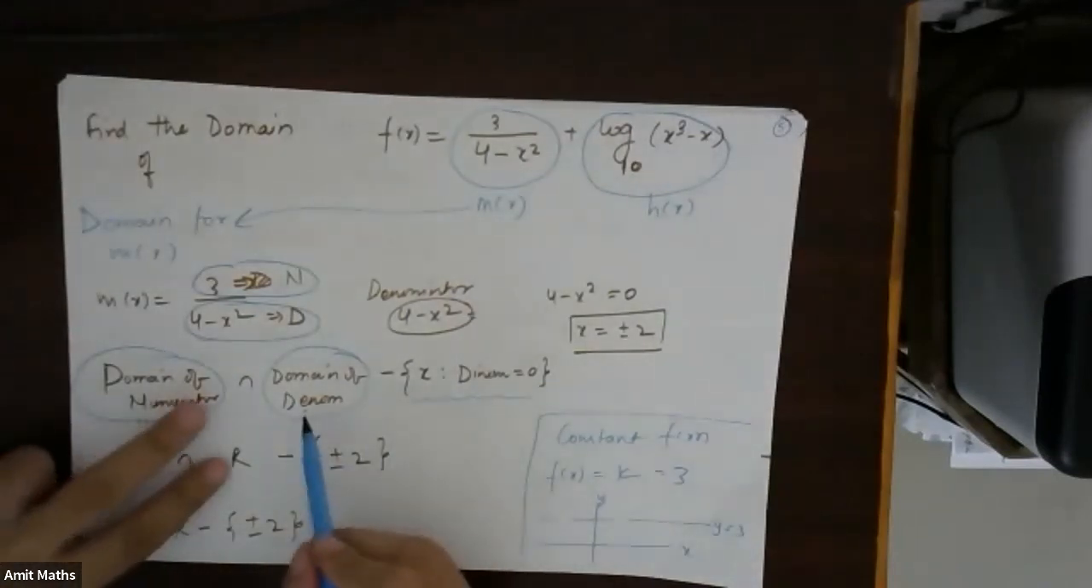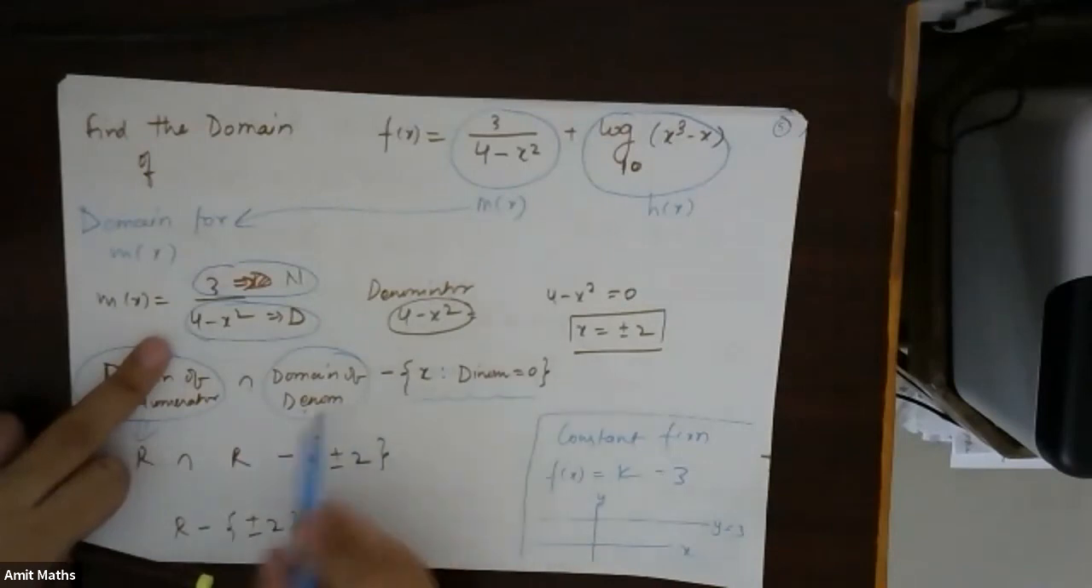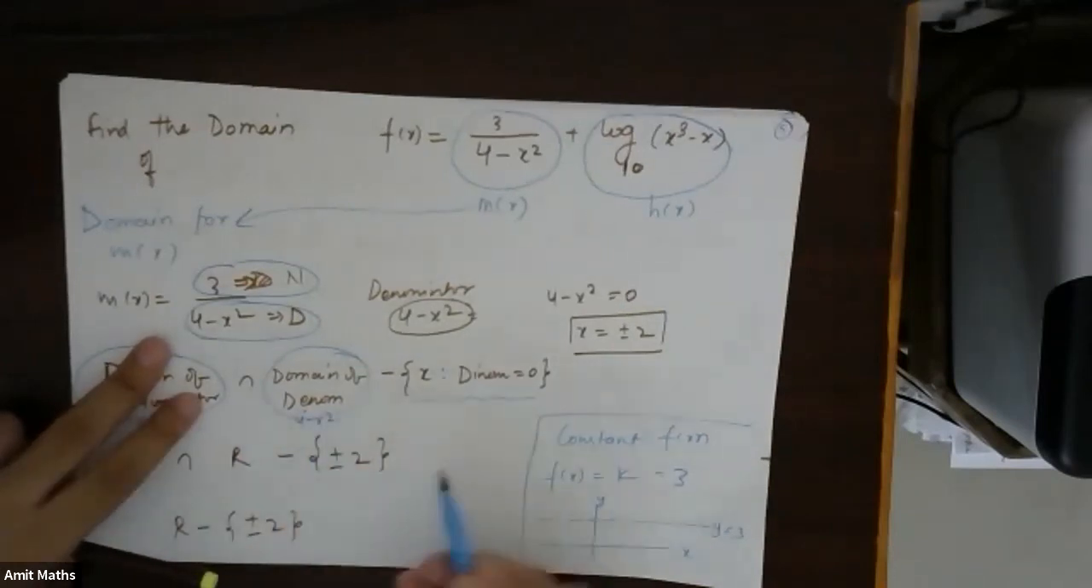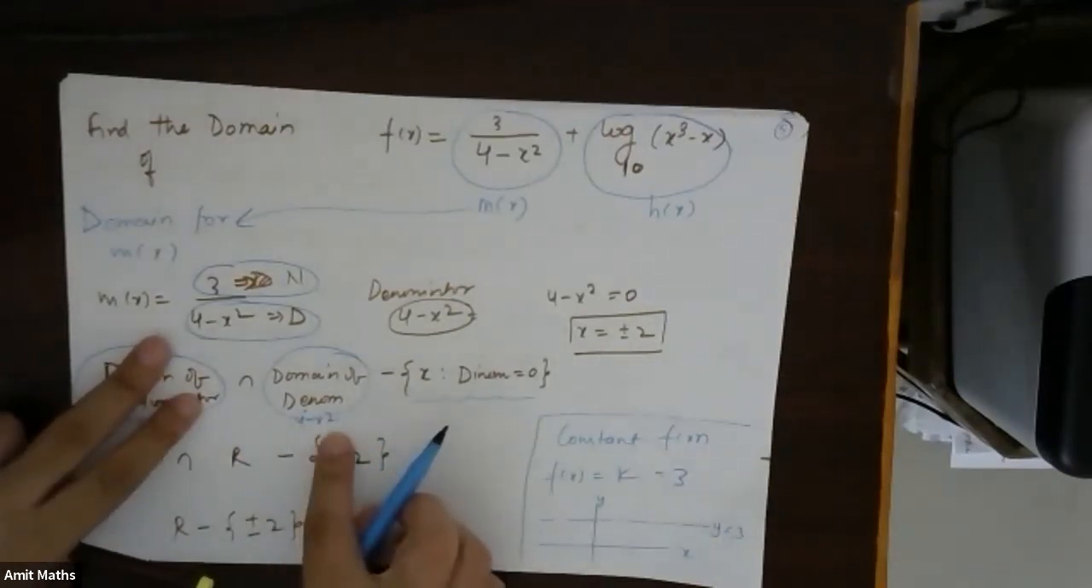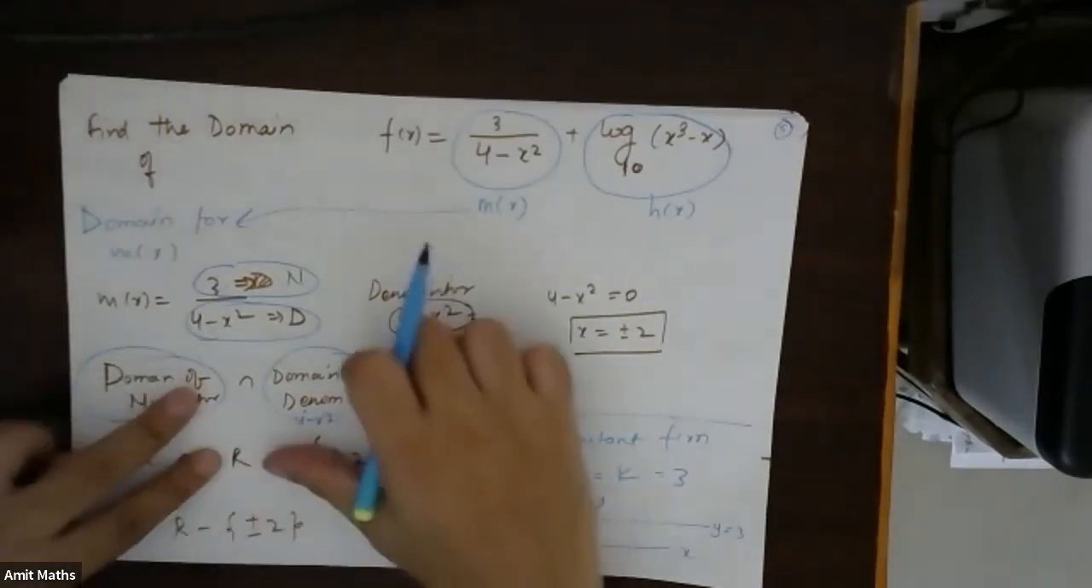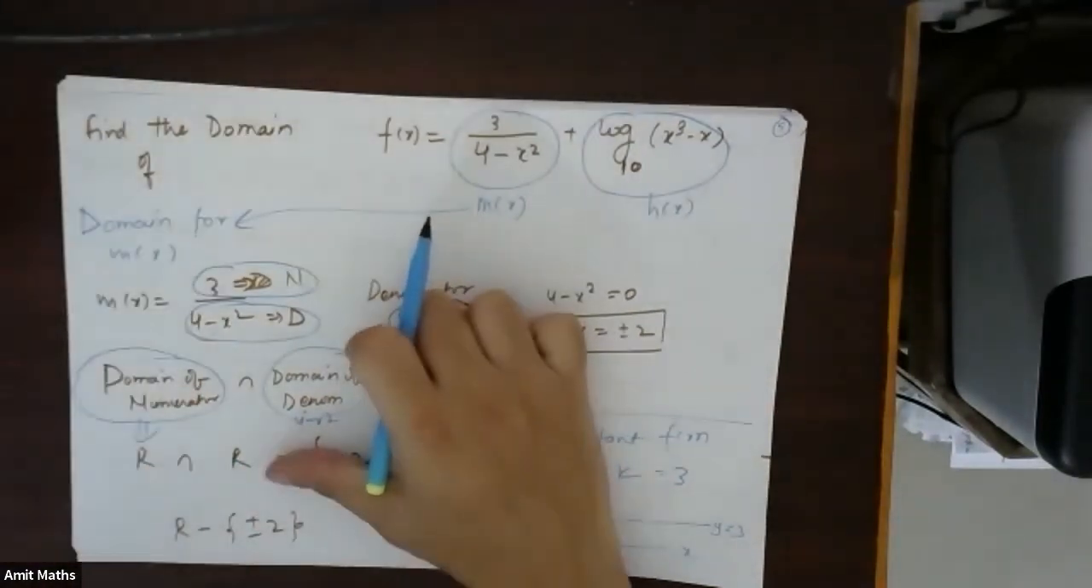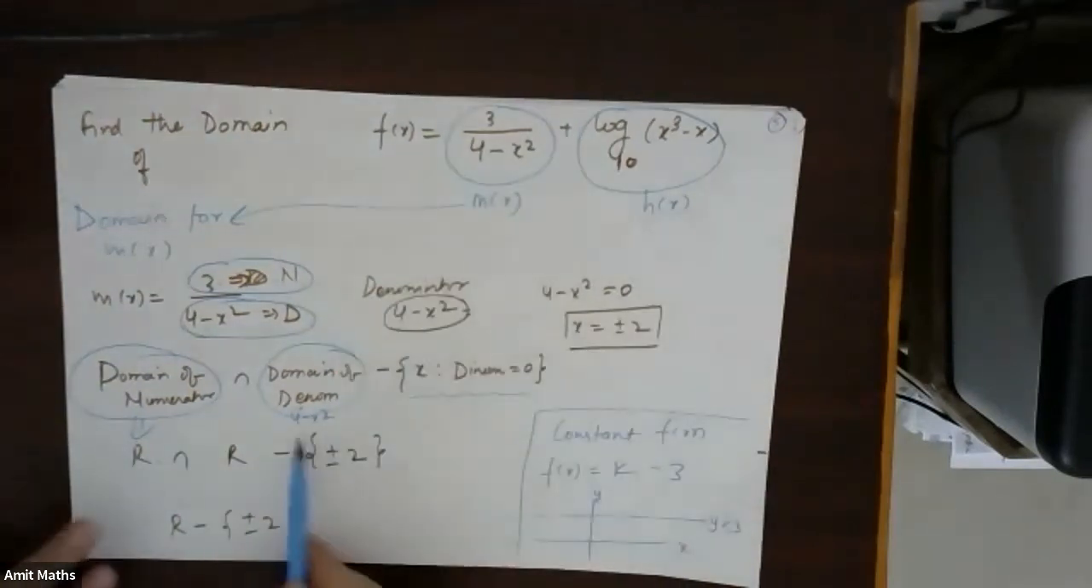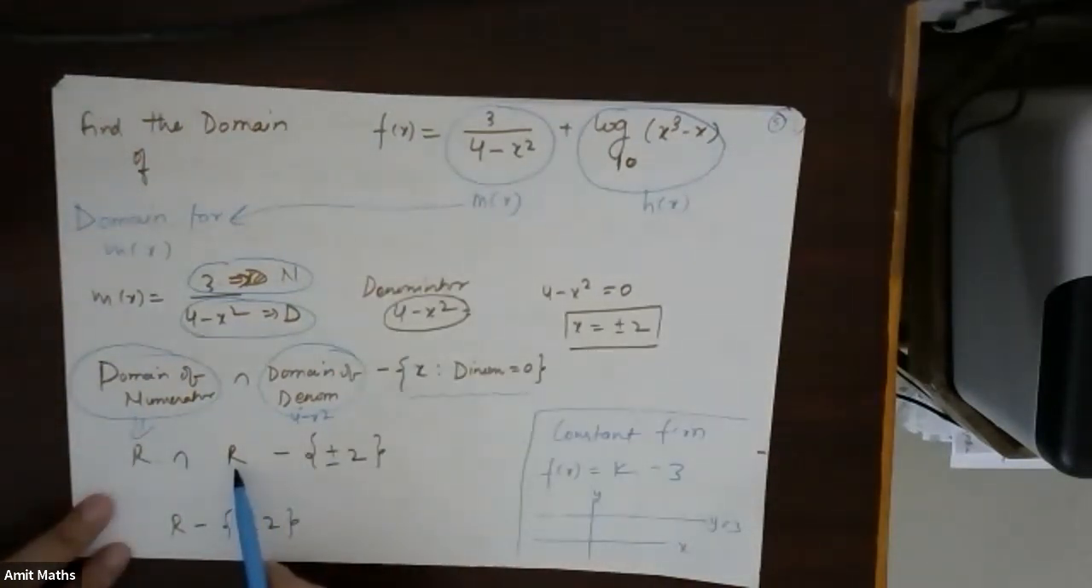Understood? Now, what is the denominator? My denominator is 4 minus x square. So the domain will be R, because no matter what x you take, you will get some real value.